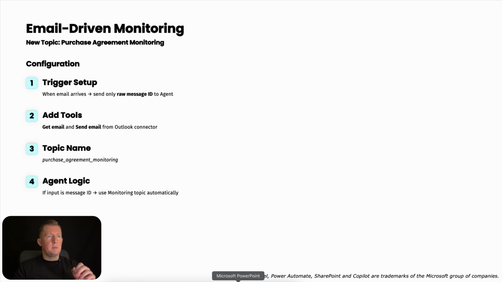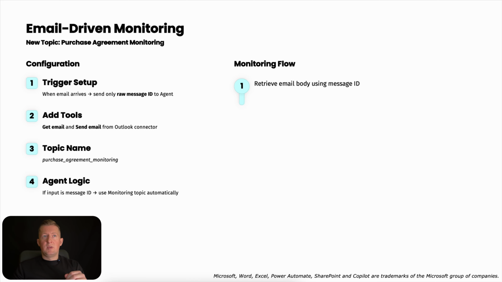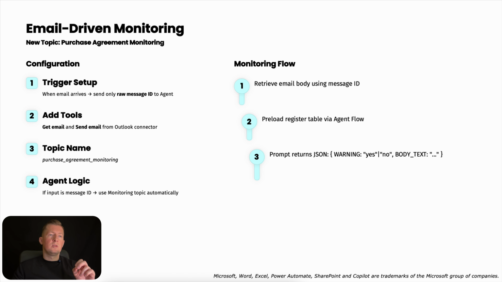And it is set up in the following way. We are retrieving the email body with the help of the get email action and the input message ID we received, then loading the data already in the purchase agreement registration Excel file with the help of the same agent flow used in another topic.